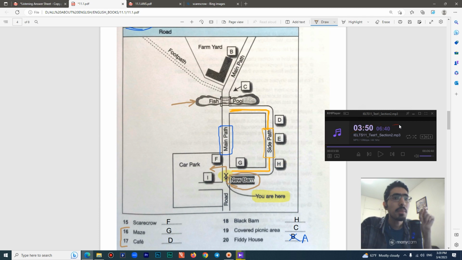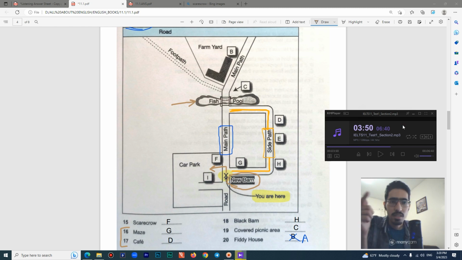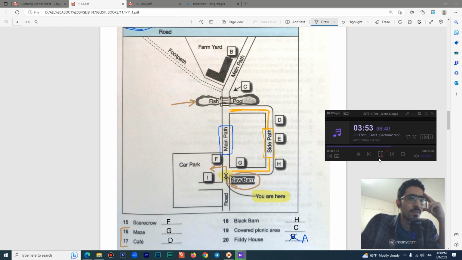Ahead of you, you'll see a maze. It's opposite the new barn. Maze is the opposite the new barn. Beside the side path that branches off to the right, just over there. Again, beside the side path. It's near the side path.